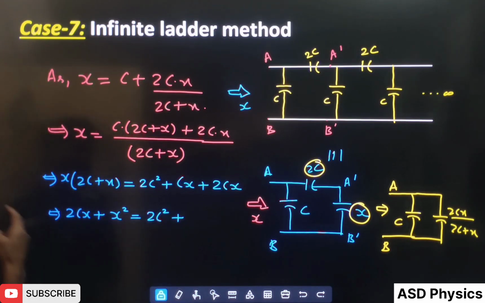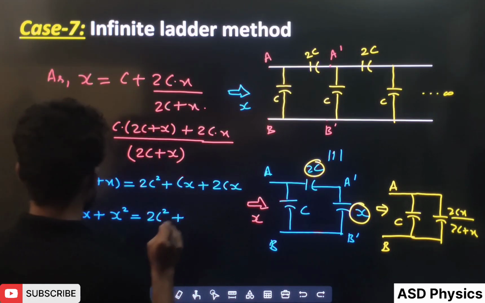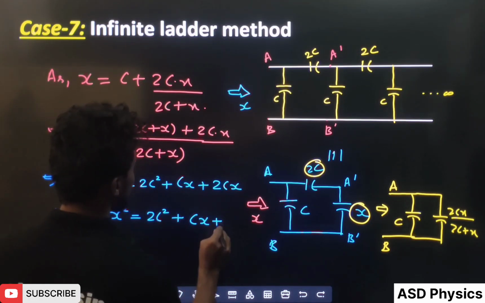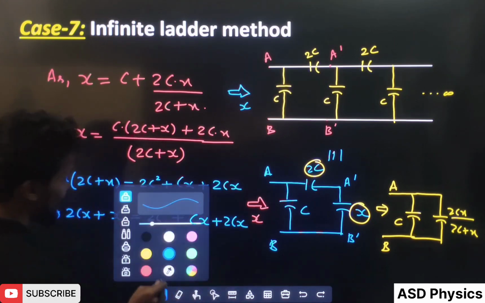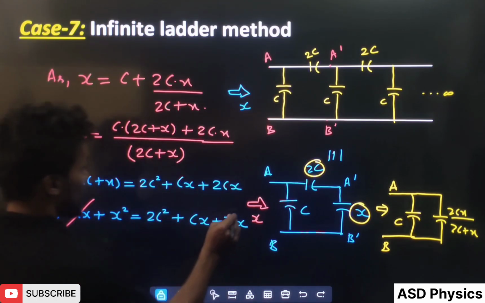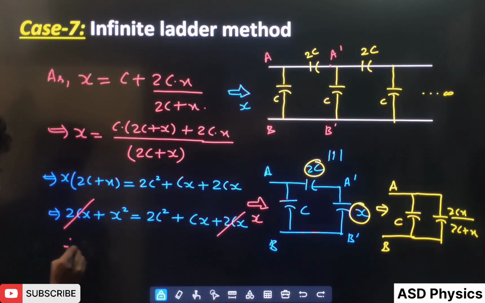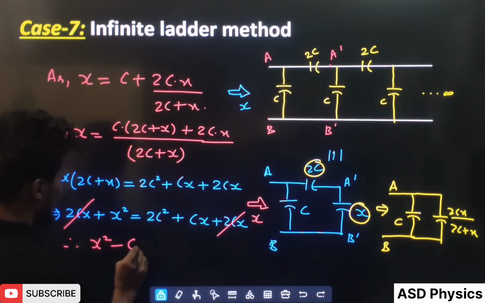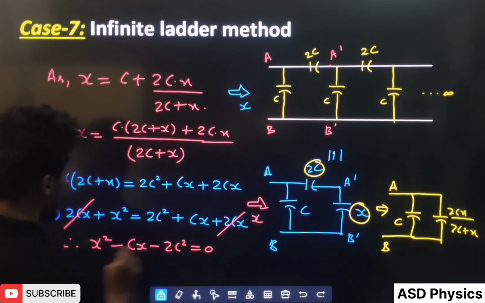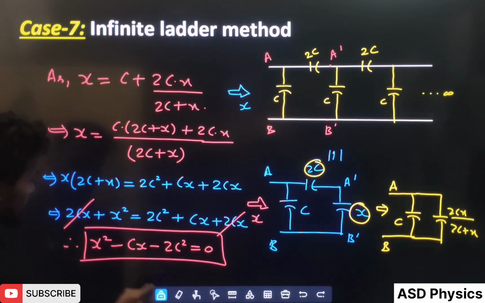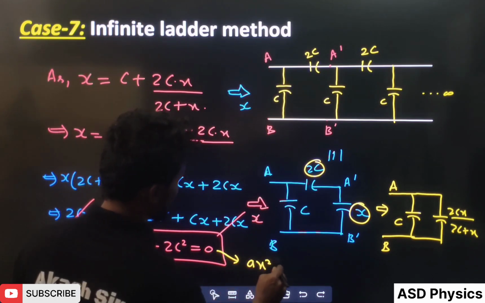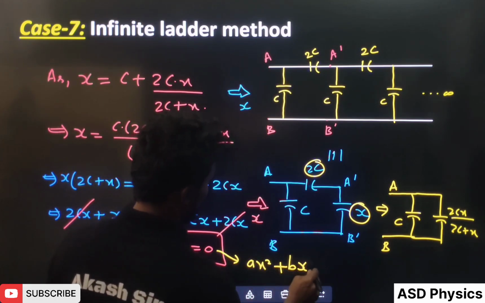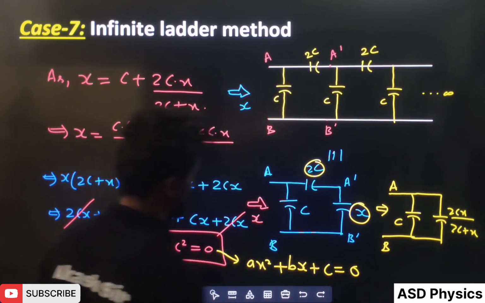And here what will become? If I see cx plus 2cx, it will become cx plus 2cx. Why have I done it like this? So that this 2cx and this 2cx we can remove. So students, we can write x square minus cx minus 2c square equal to 0. Okay, now students, if I compare this equation with which one? ax square plus bx plus c equal to 0.